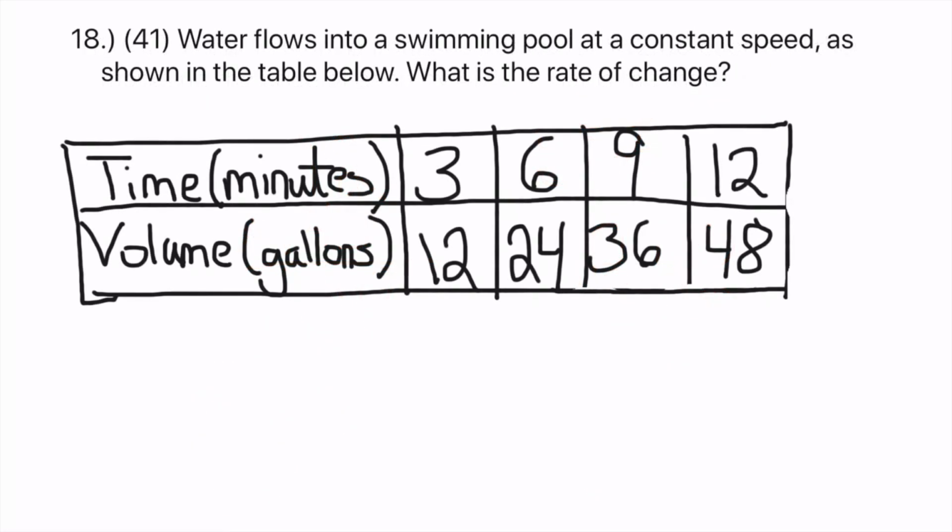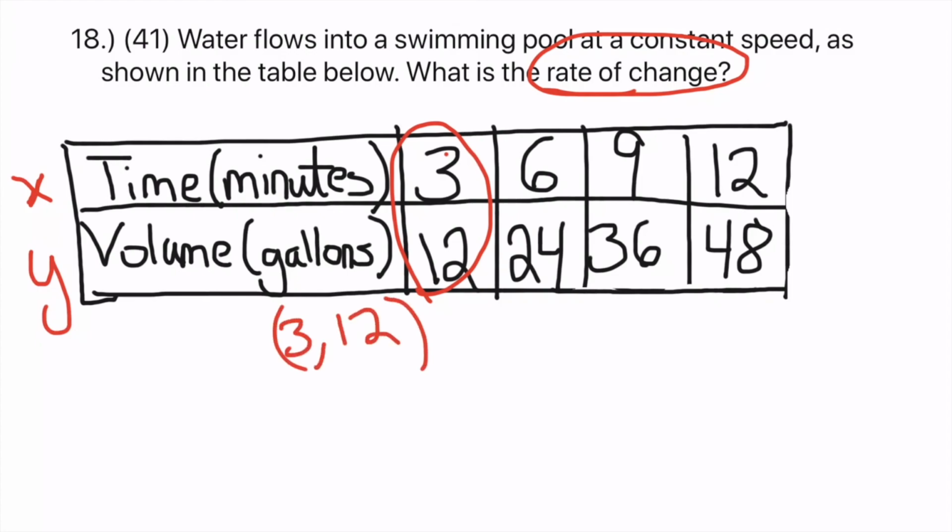Number 18, water flows into a swimming pool at a constant speed, as shown in the table below. What is the rate of change? So remember, rate of change is basically just finding slope. So anytime you see time, that's going to be your x. And so volume, that's our y. So you can find the rate of change just like you would find the slope of a line. So notice this is a point here because this is an xy.